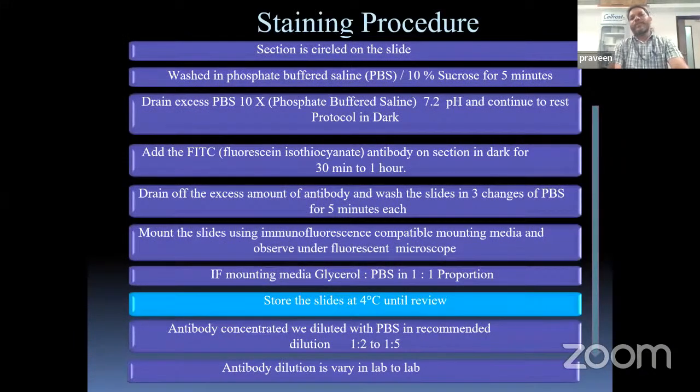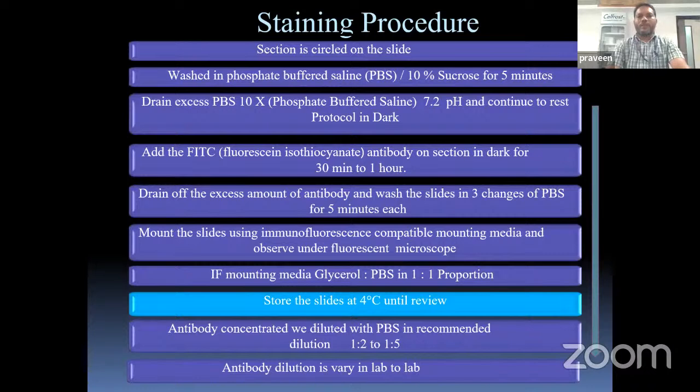So then we start the immunofluorescence staining. We have to circle the section on the back side of the slide, not on the front side, because the ink will interfere with the antigen-antibody reaction. Wash in phosphate buffered saline if we have not used any kind of preservative. In case we have used any kind of transport media, we can first wash with 10% sucrose for 5 minutes.